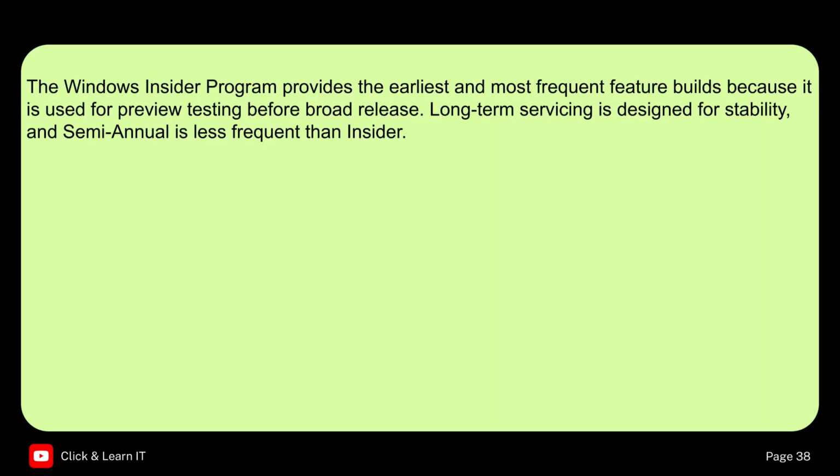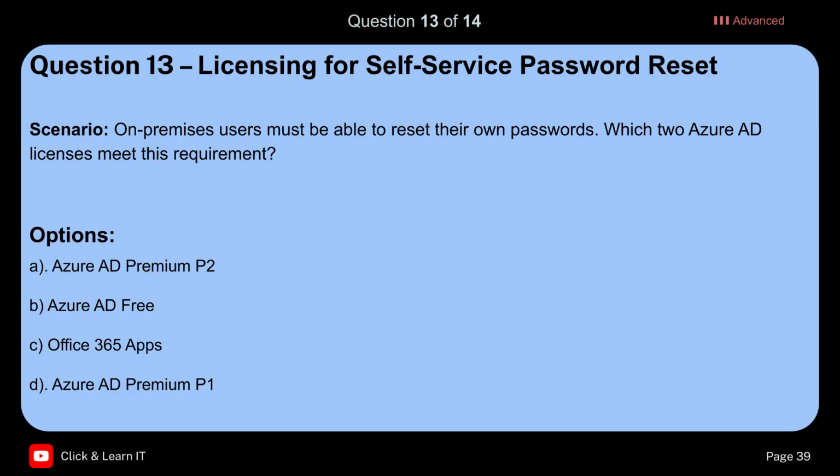The Windows Insider Program provides the earliest and most frequent feature builds, as it is used for preview testing before broad release. Question 13. On-premises users must be able to reset their own passwords. Which two Azure AD licenses meet this requirement?